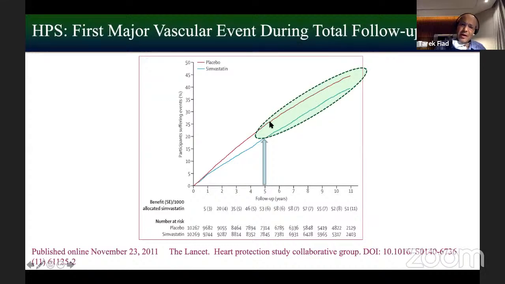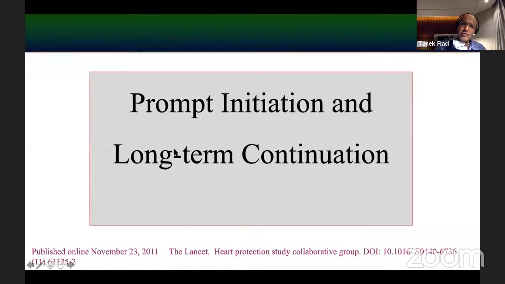Although in the next 5 years, here in the shaded green area, everybody took a statin and there was no difference in the treatment, those who took statin for the first 5 years continue to have a greater absolute reduction in event rates. Again, underscoring the importance of timely introduction of treatment. And the authors concluded with these two recommendations: prompt initiation and long-term continuation of the treatment.